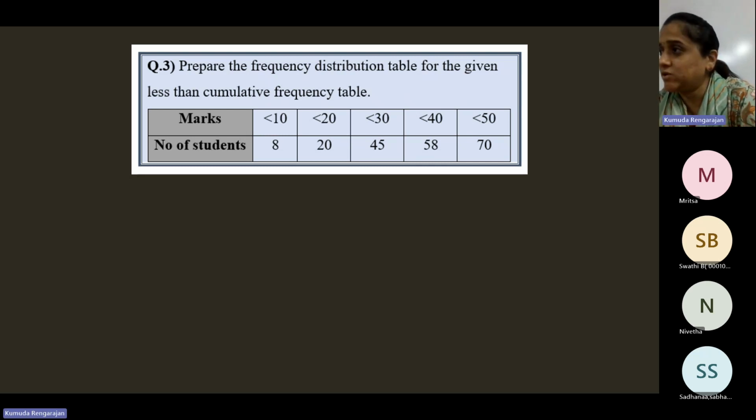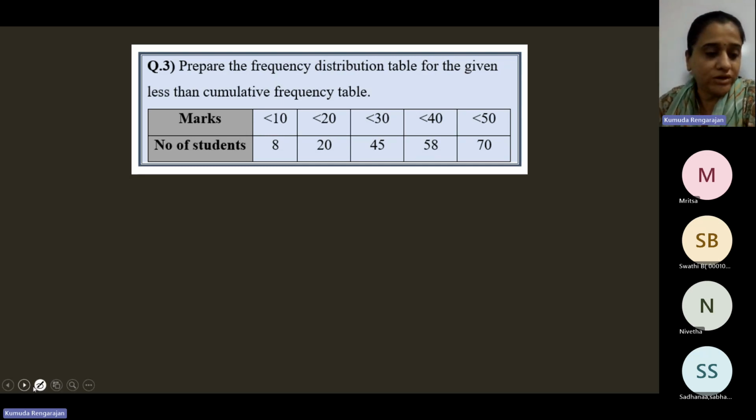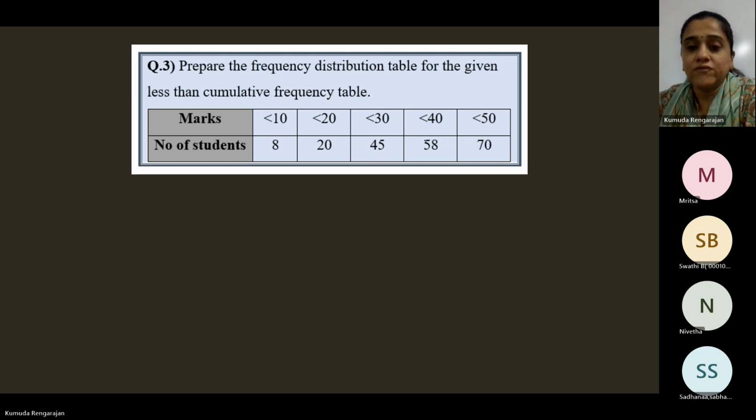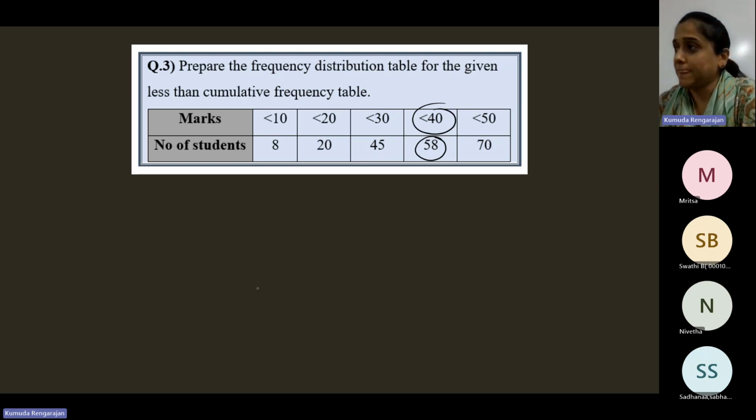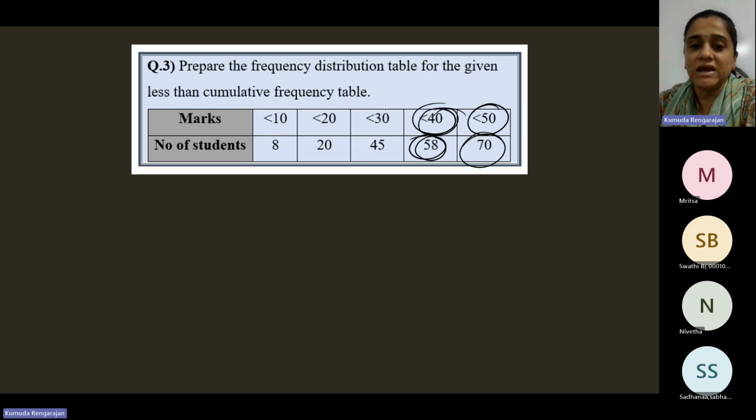Because the number of students there, they are not frequencies. They are the cumulative frequencies. Let's understand why. See here, when you read this, 58 students have scored marks less than 40. Less than 40 can be less than 30, less than 20, less than 10 also. So it's a cumulative value. Less than 50, how many students have scored? 70 students. Less than 40? 58 students. Less than 30, 45 students. Less than 20, 20 students. Less than 10, 8 students.